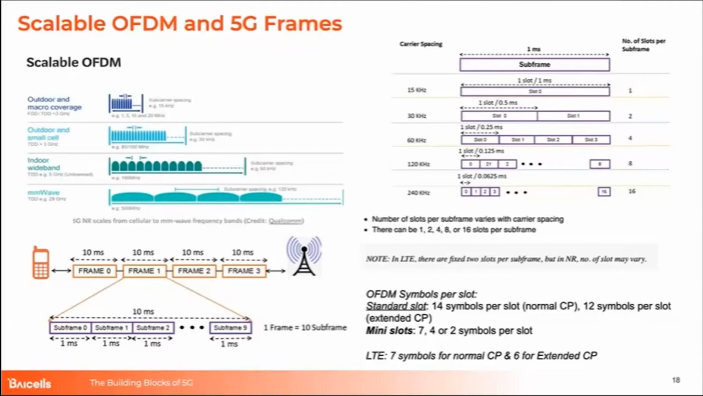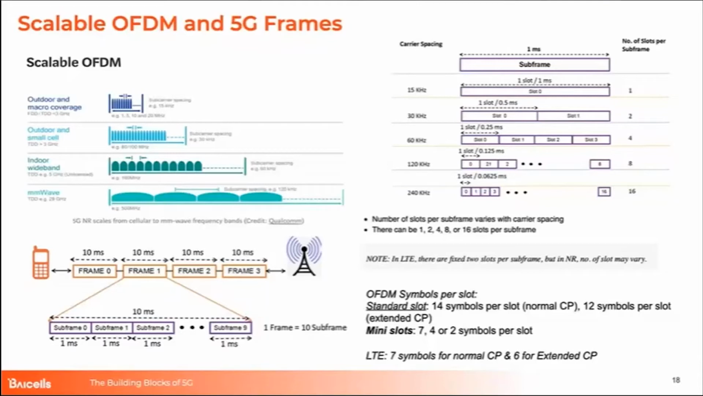In LTE, it was fixed. Each subframe is only 2 time slots. It's fixed. You cannot change it. And each time slot is 0.5 milliseconds because the whole subframe is 1 millisecond. But in 5G, that's totally different. The number of time slots in each subframe changes, and it depends on what's called the carrier spacing. The carrier spacings are 15, 30, 60, 120, and 240. This is also what we refer to as numerology.